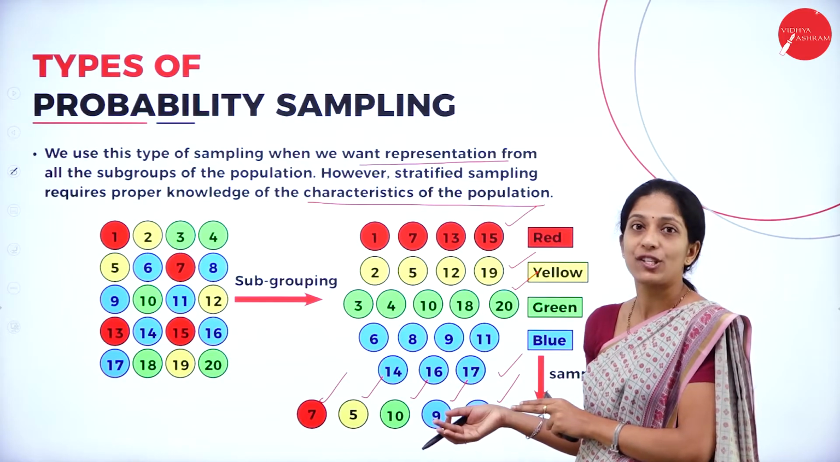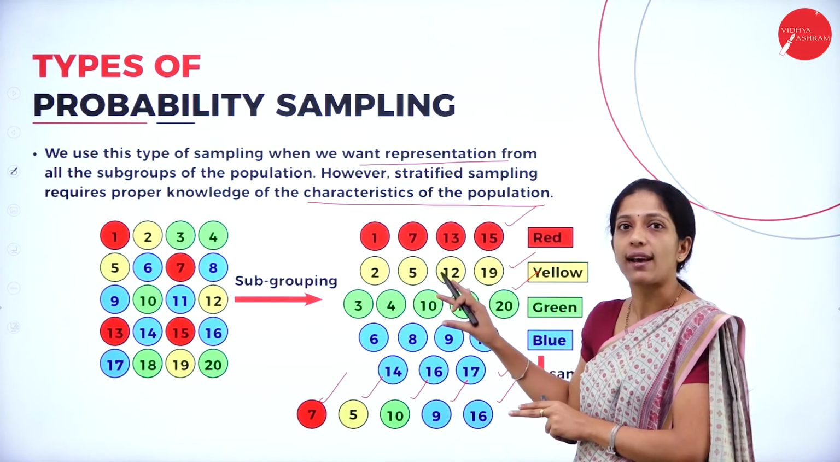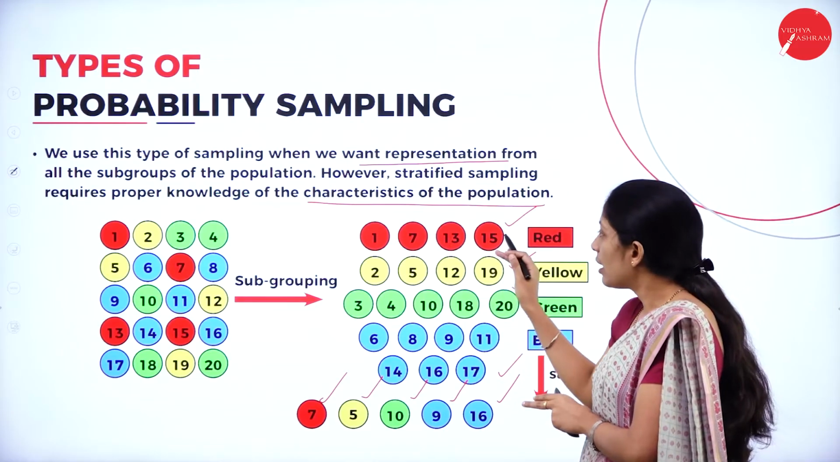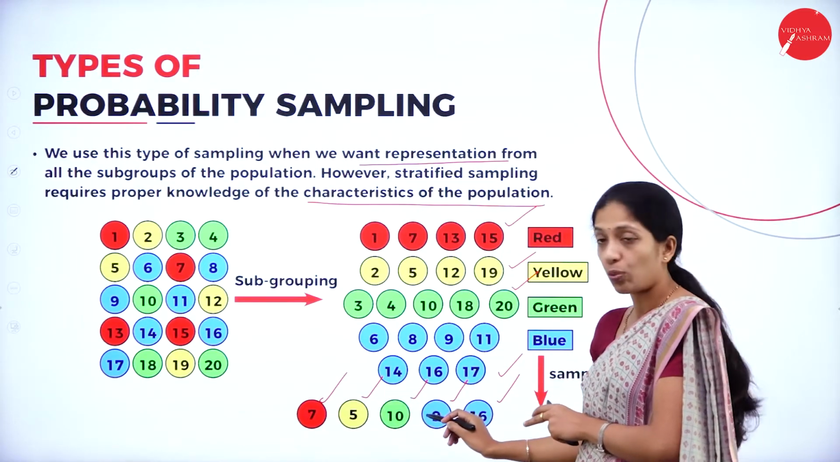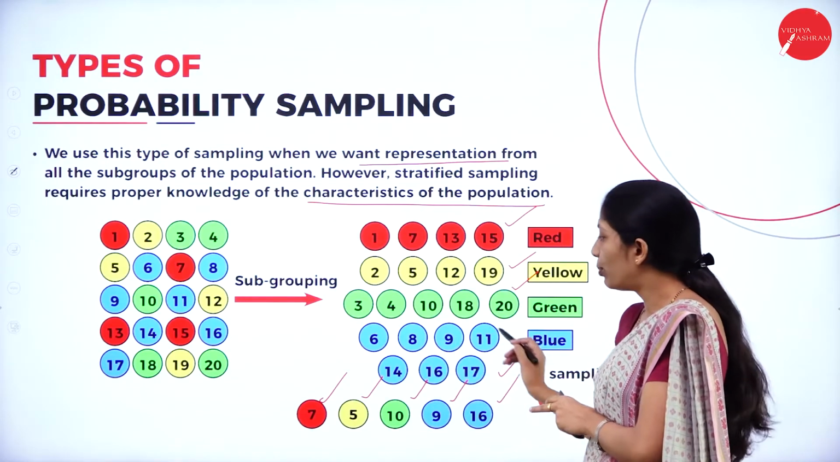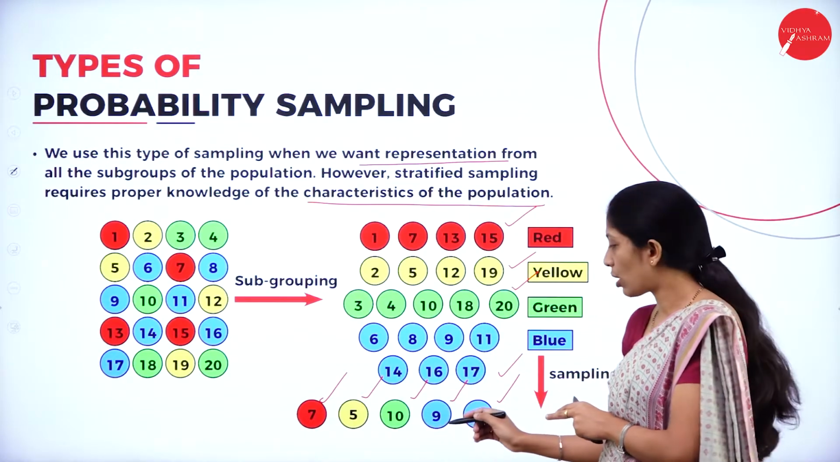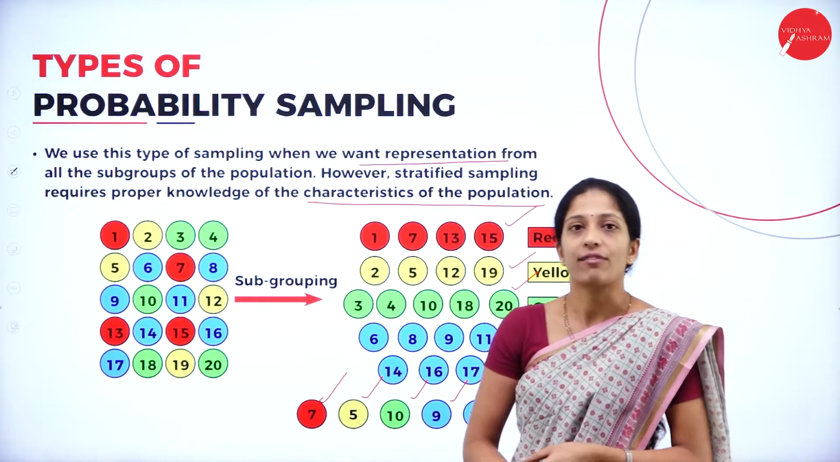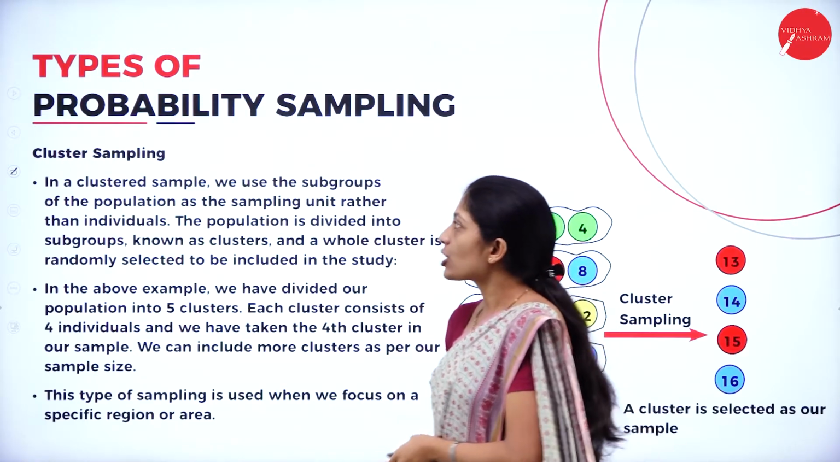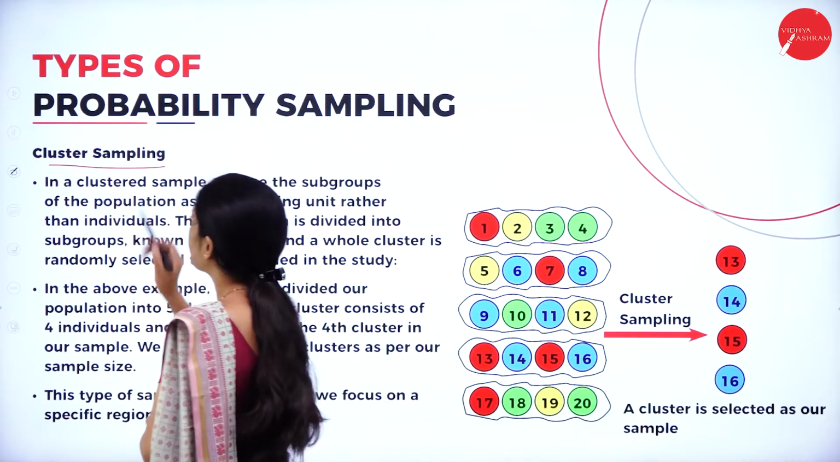So it always depends upon the proportion on which I have selected. Here red, yellow and green have fewer individuals, so I have taken one from each, whereas from blue there are more individuals, so I have taken 2 members. So this is known as what? Stratified sampling. Next one is clustered sampling.